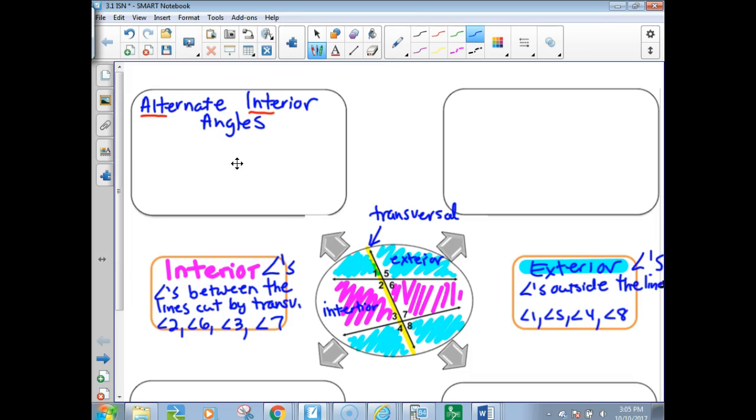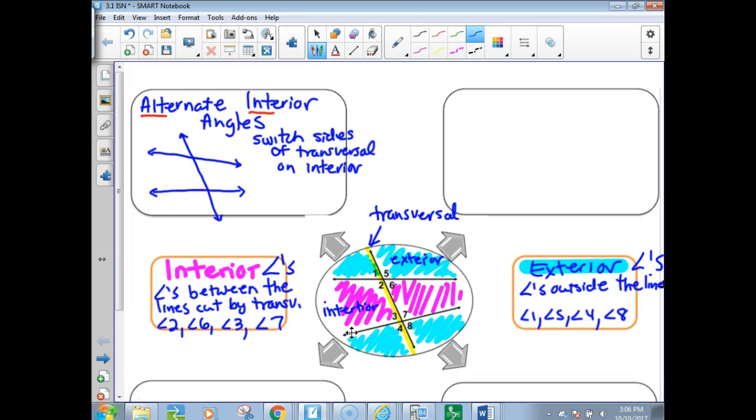So they are on the interior. Let's maybe draw a picture. Let's just draw a copy of that picture right here. I'm not really that worried about you making these little arrows. I just like to make it like the other one. So if you're alternating on the interior, they have to switch sides of the transversal on the interior. That's the definition.